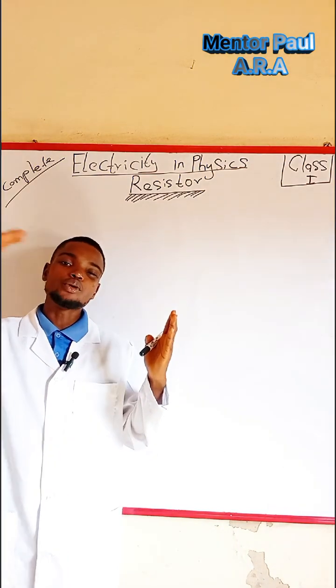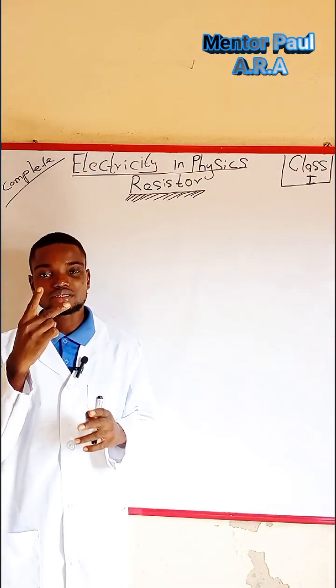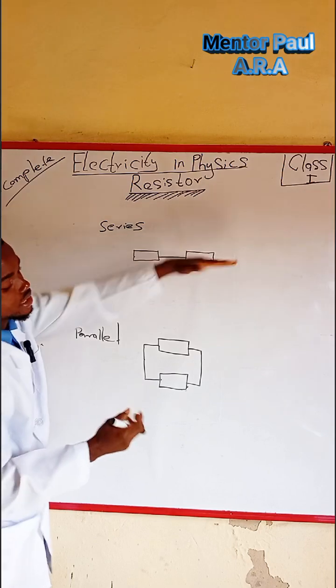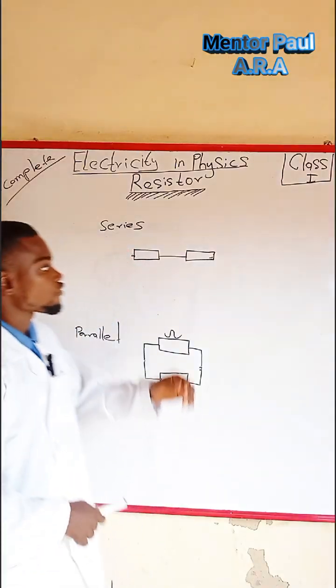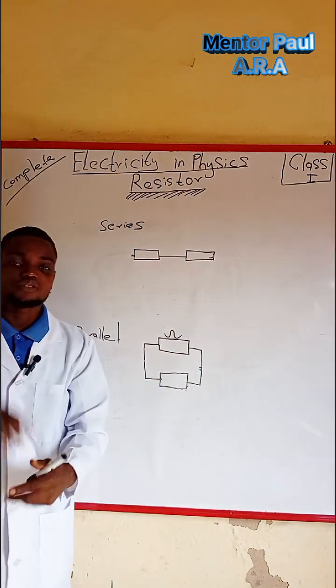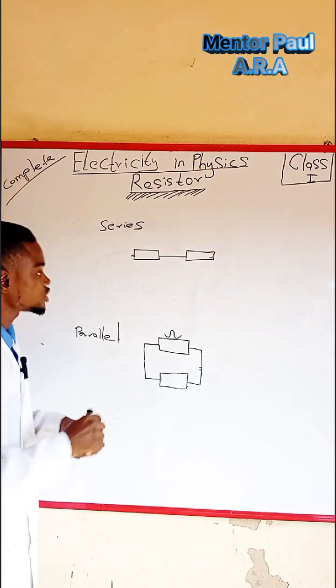A resistor is something that opposes the flow of current, and they have two arrangements. This arrangement could be in series and also in parallel. We may wish to form a complete circuit here, which is the representation of the flow of current from its source back to its source.